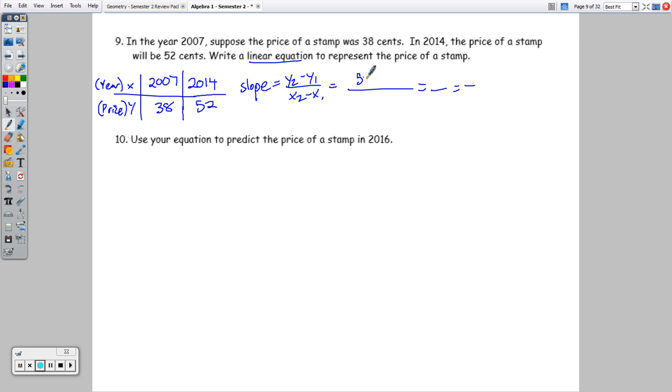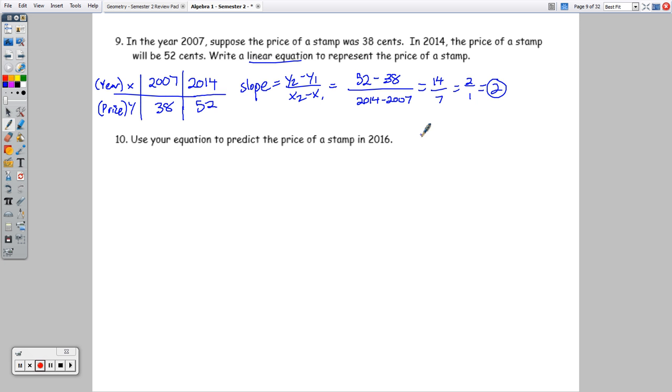So we should have 52 minus 38 on the top. That's better. And 2014 minus 2007 on the bottom. That's 14 over 7, which is 2 over 1, or just 2. So it's going up by 2 cents every year, it looks like.